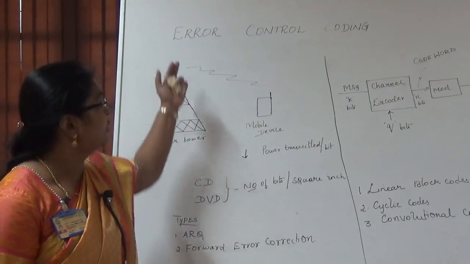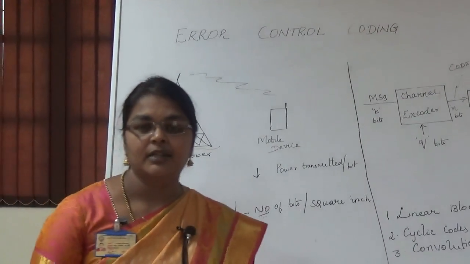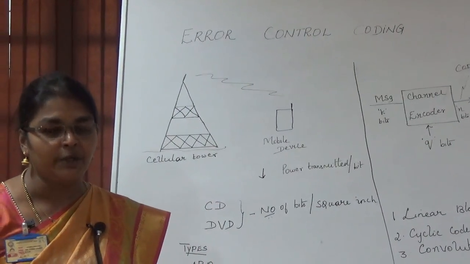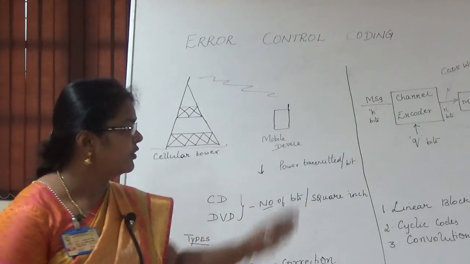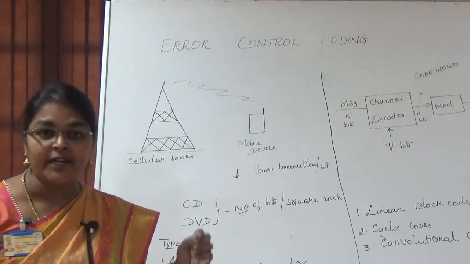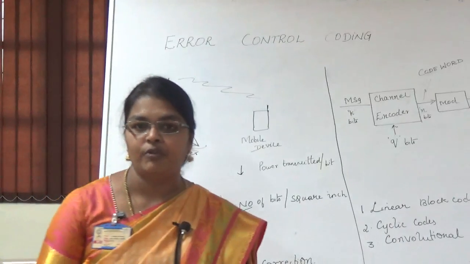So today I'm just going to discuss error control coding. Error control coding is a technique which is mainly used in digital communication in order to reduce the error which takes place in the transmission of the signal from the transmitter to the receiver. But before studying what exactly is error control coding, we'll see why we are supposed to go for error control coding.